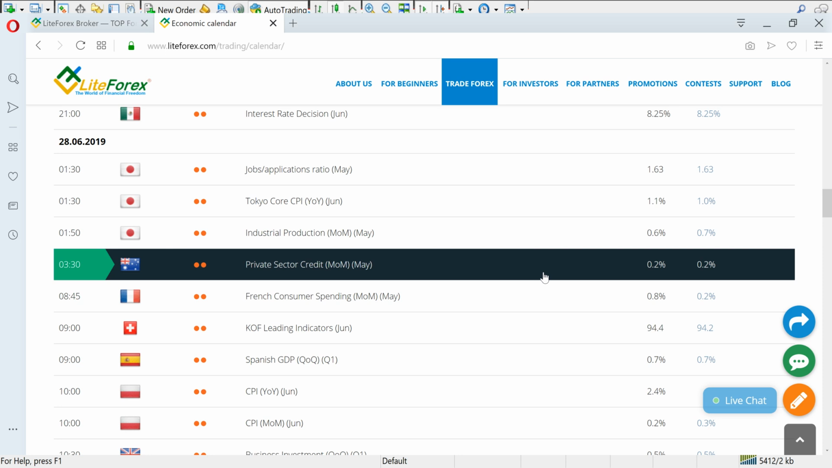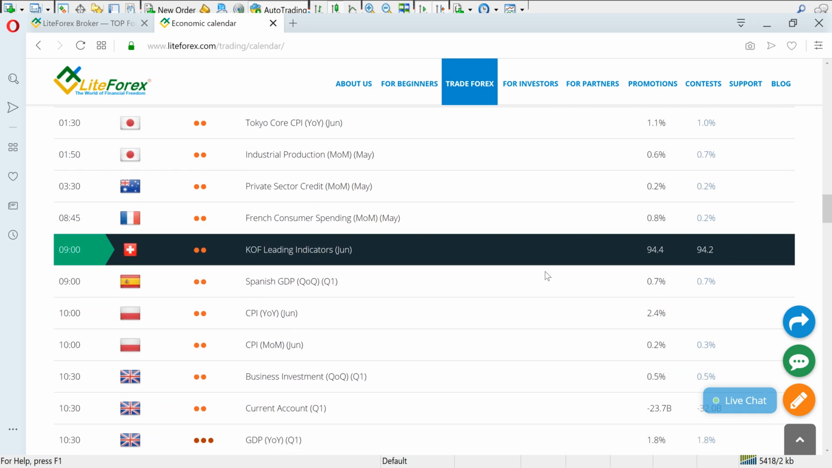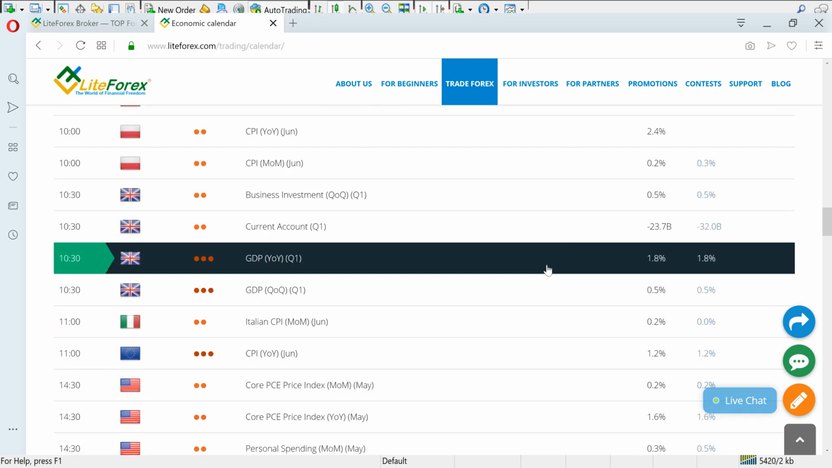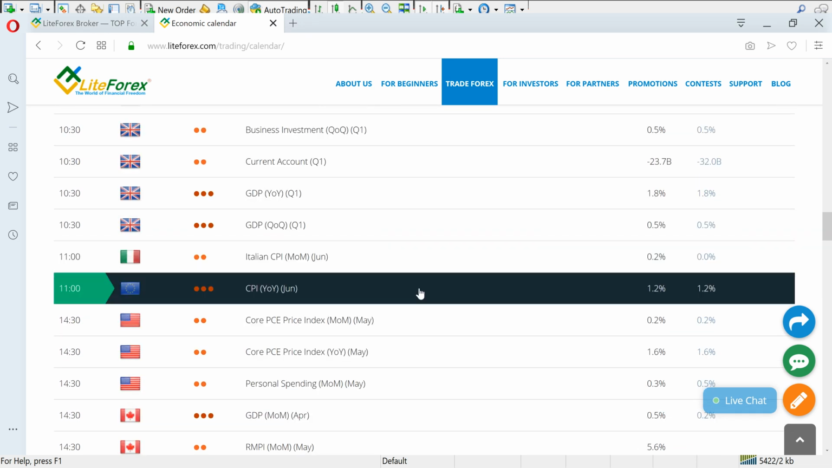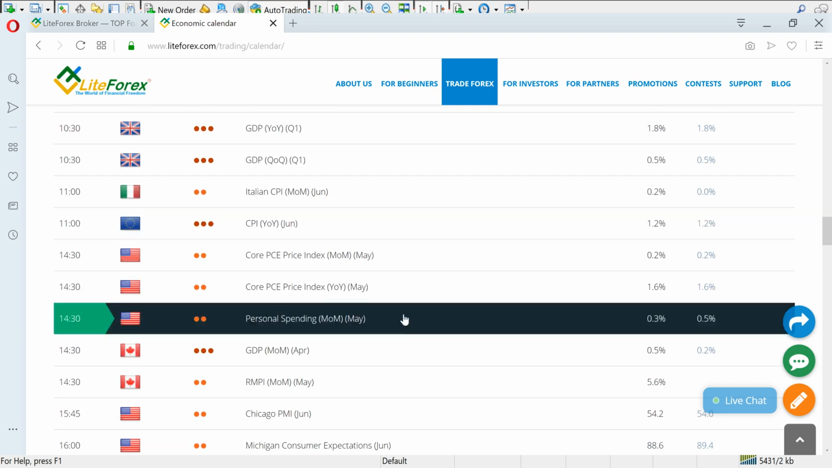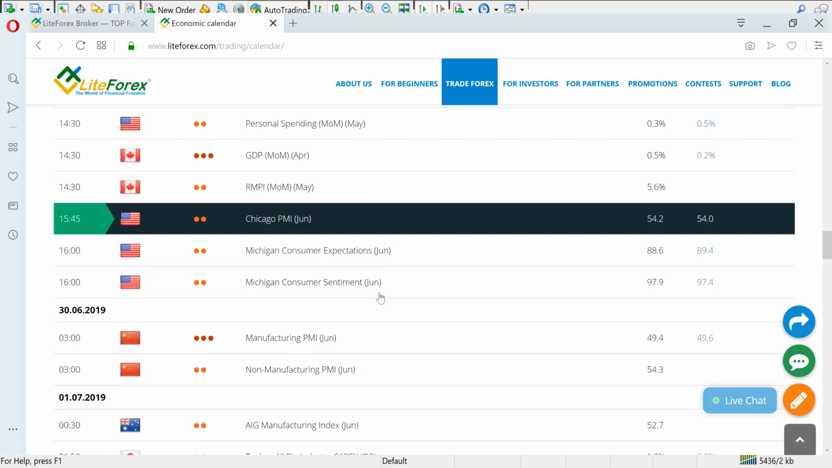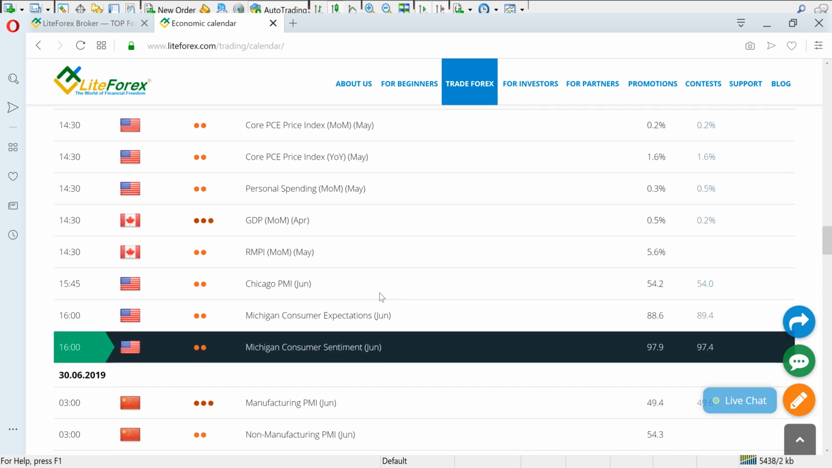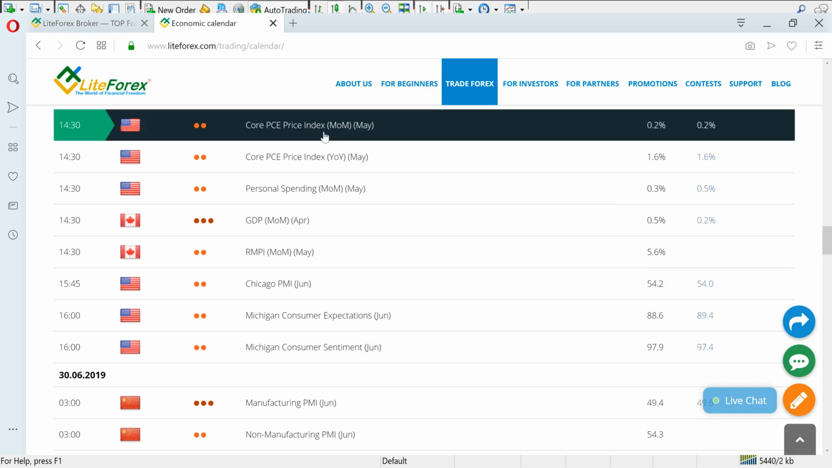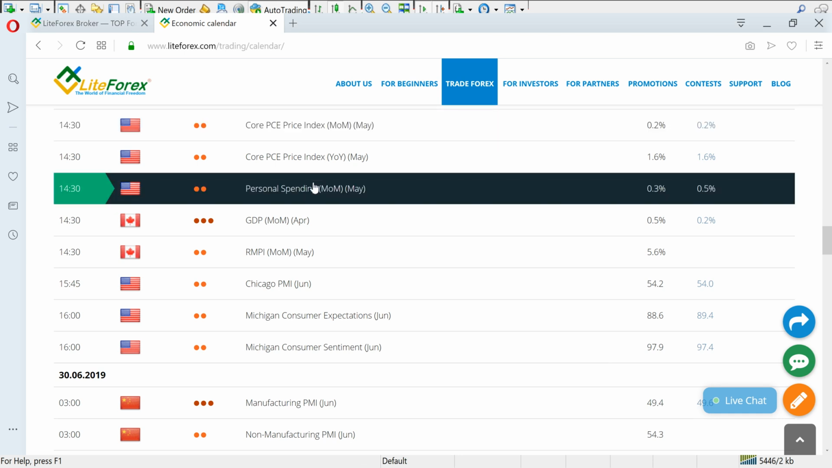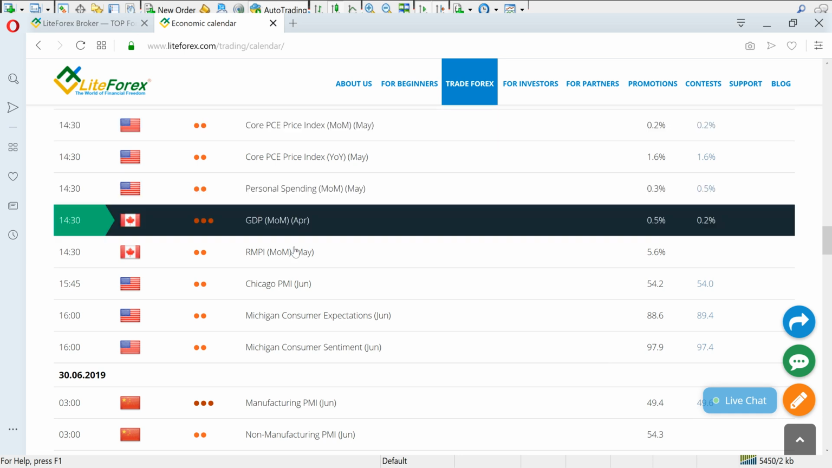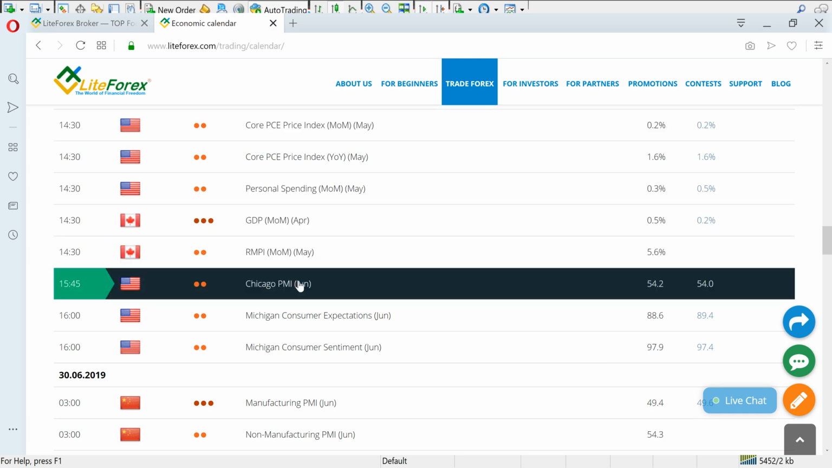In addition, Britain will release current account figures and the final GDP reading. And Europe will release flash CPI, the indicator of inflation, which will have an impact on the euro. Canada will publish GDP growth figures, and the United States will release core PCE price index, an important measure of inflation, personal spending, and the Chicago PMI index.